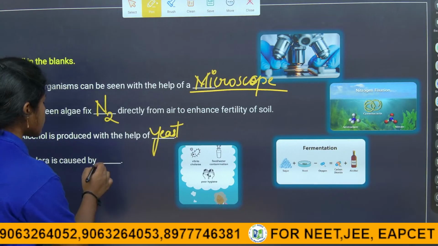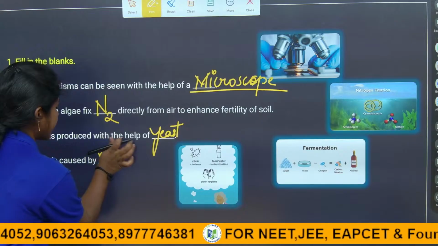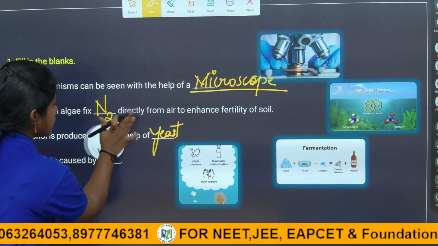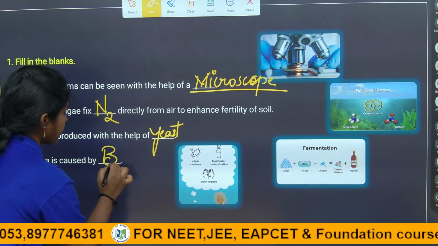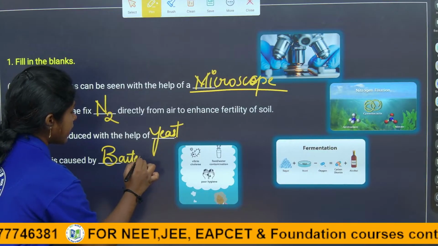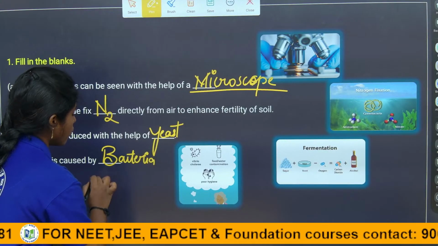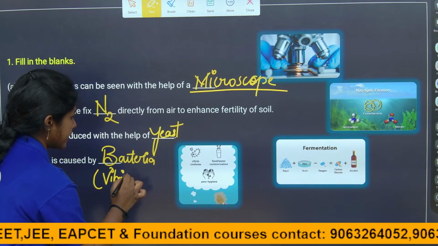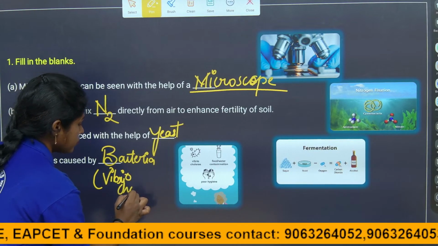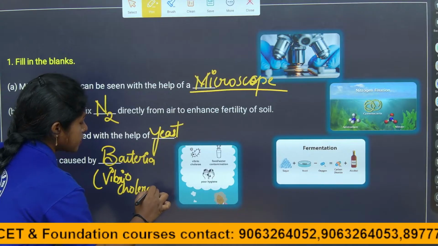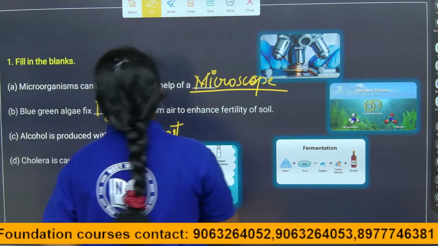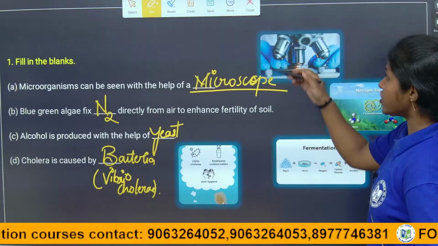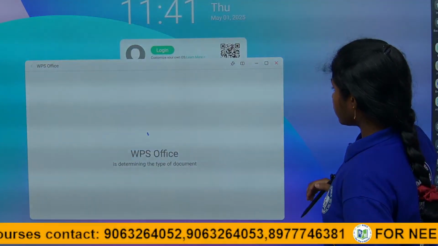And cholera is caused by Vibrio bacteria. Cholera is caused by bacteria named Vibrio. It is a comma shaped bacteria. Are you clear, children? I hope you all are clear. So next move to another question, children.